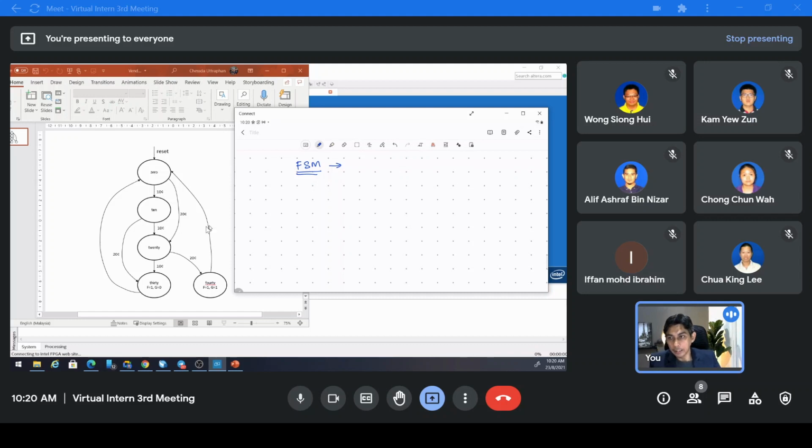Okay, so this is the behavior. Now what about the circuit? All right, so how can we design the circuit for this? There are two types of finite state machine. The first one is the Moore type machine, and the second one is the Mealy finite state machine.